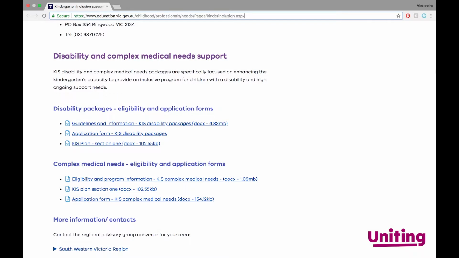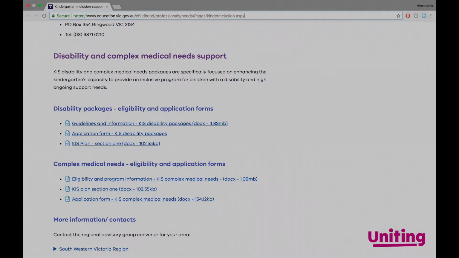The KIS application consists of two sections: the KIS support plan and the application form. First, complete the support plan. This needs to be completed for both the KIS Disability and Complex Medical Needs funding. Before responding in each section, please carefully read the question to be answered. Keep your responses clear and concise. Dot point responses usually can clearly convey your message. There is a signature page in both Section 1 and Section 2 for everyone on the program support group to sign.